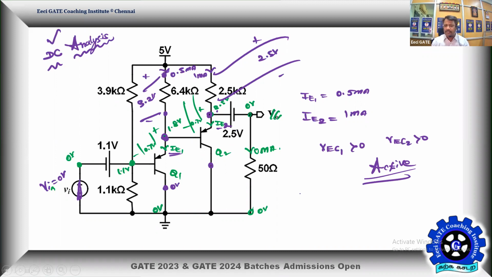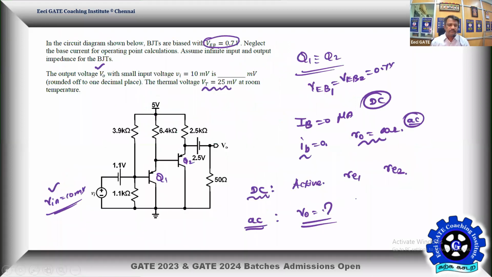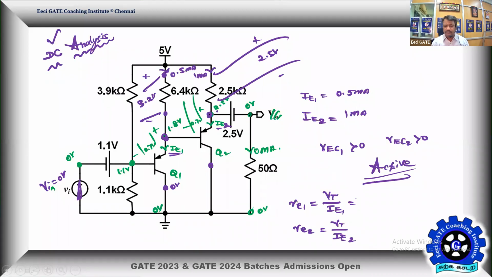But we need a small parameter before getting into the AC analysis. Find out small RE1. For that, only thermal voltage is given. So it's VT by IE1. And similarly, small RE2 is equal to VT by IE2. The thermal voltage is given as 25 millivolts purposely. So 25 millivolts by IE1, which is 0.5 milliamps, is going to become 50 ohms. That's small RE1. And small RE2 will be 25 millivolts divided by 1 milliamps, so it is going to become 25 ohms.